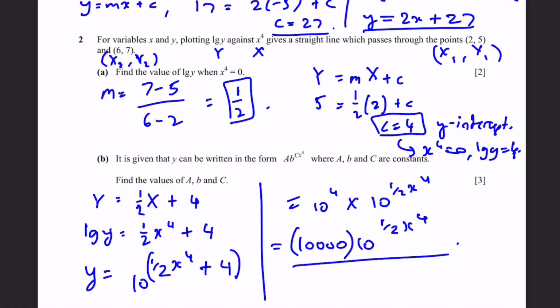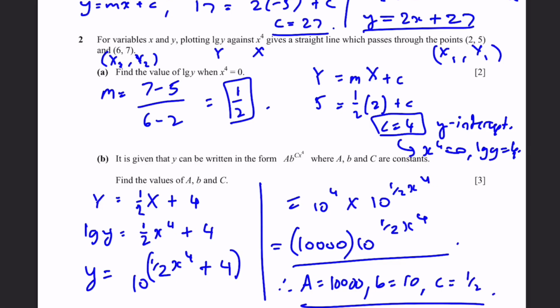And this is in the form of a b to the power of c x to the power of 4. So this x to the power of 4 is here. A is simply the one without the exponent, which is 10,000. B is the base of the exponential part, which is 10. And c is the coefficient of the x to the power of 4 here. So a is equal to 10,000, b is equal to 10, and c is equal to half. And that's our answer. Question 3.